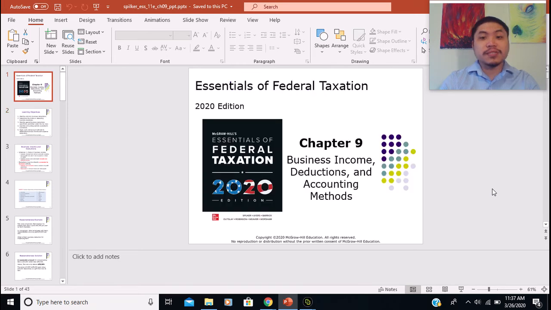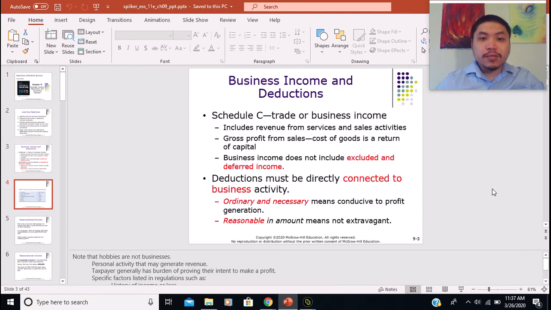So as the name of the chapter suggests, in this chapter we're mainly focusing on discussing three matters, right? Business income, deductions, and accounting methods, right?